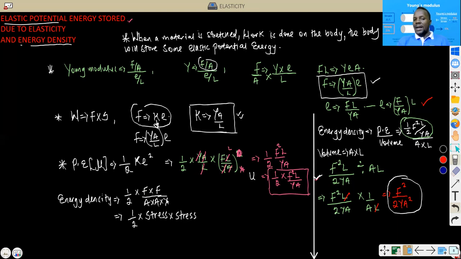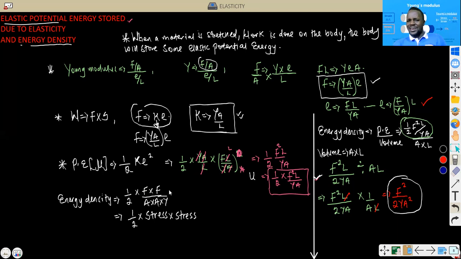Then 1 over gamma. Now, let me show you. Now, 1 over gamma, I can rephrase gamma. Remember, what is gamma? Young modulus. Now, what I have here is 1 by gamma, so I can turn 1 by gamma into the inverse of gamma.